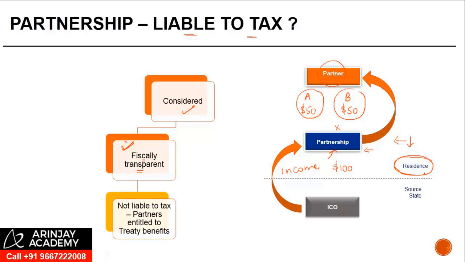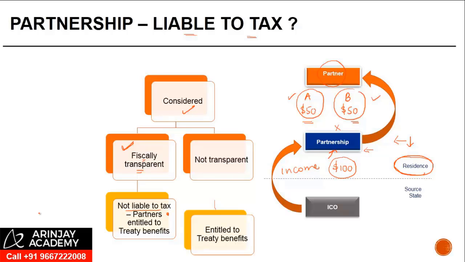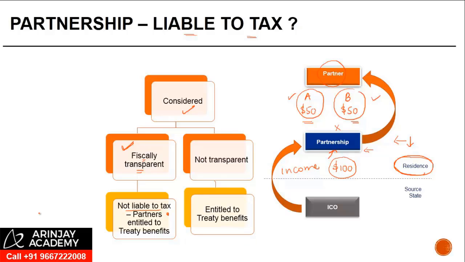In such a case, the firm is not liable to tax in the country of residence, and therefore it is not entitled to the benefit of the treaty. But the partners, A and B, because they are liable to tax in the country of residence, will be able to claim the benefit of the treaty on their respective $50 of income that they get. However, if this firm was not treated as fiscally transparent, meaning that this $100 was taxed in the hands of the partnership firm as its income, right? In that case, it is entitled to the benefit of the tax treaty.